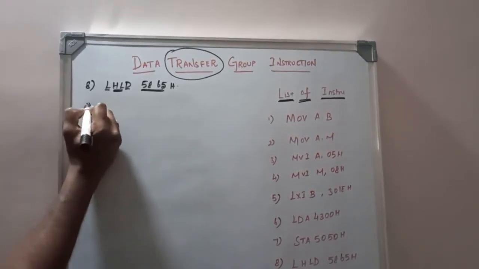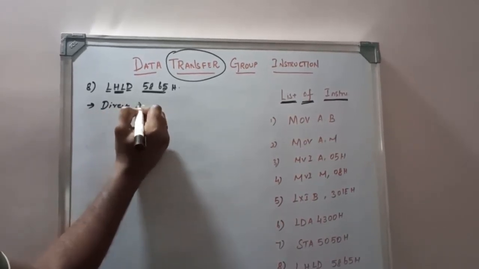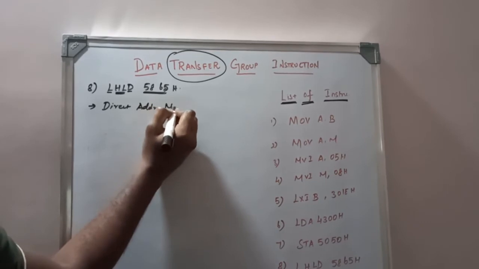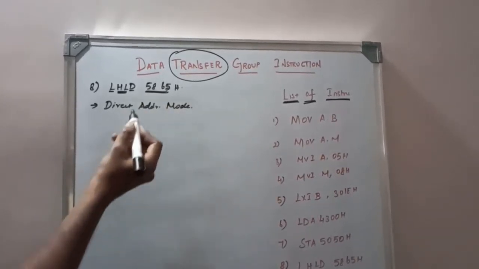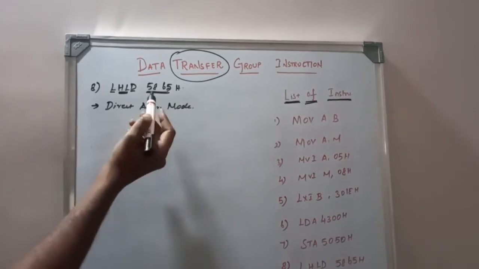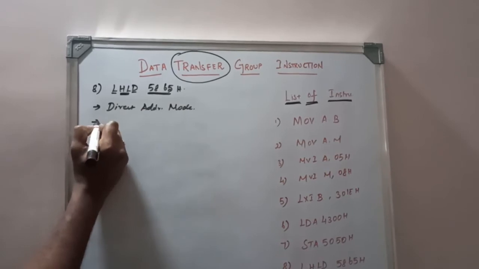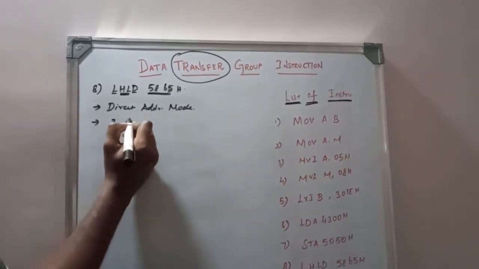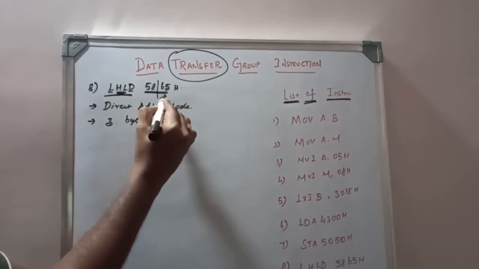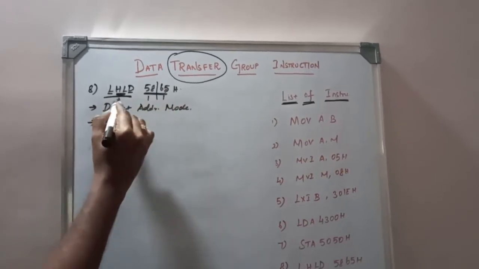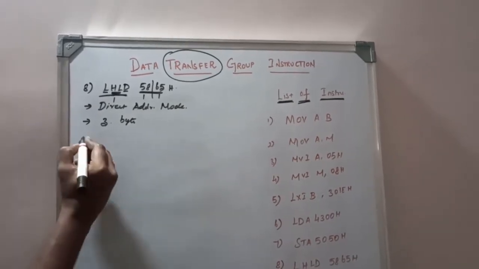This instruction comes under the direct addressing mode because here we pass the direct address location, a 16-bit direct address. Whatever content is present in this address location is moved to the HL pair. Next, byte of instruction: 3 bytes, one opcode, one lower byte and one higher byte of address. Totally 3 bytes are required to execute the instruction.